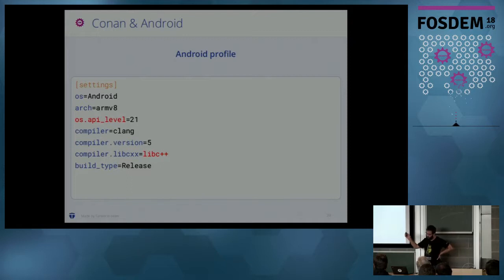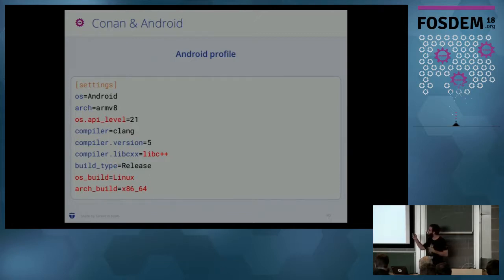As you can see, the OS and arch have been changed, so to Android, ARMv8. There's this OS API level that is specific to Android. And then we'll use Clang 5 with libc++. And there are two new settings that have been introduced in Conan 1.0 to ease the development of build requirement packages.